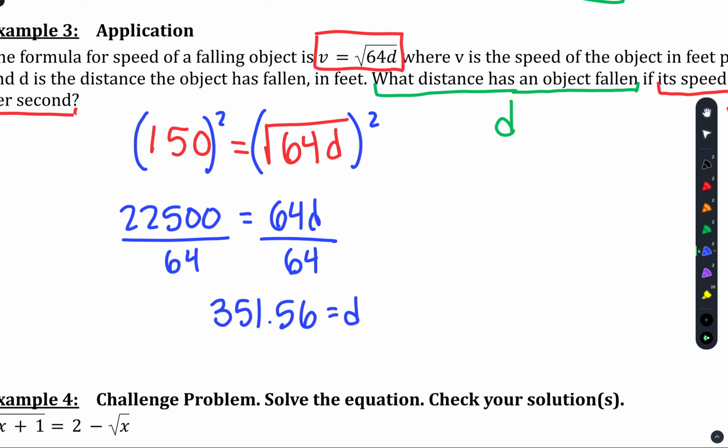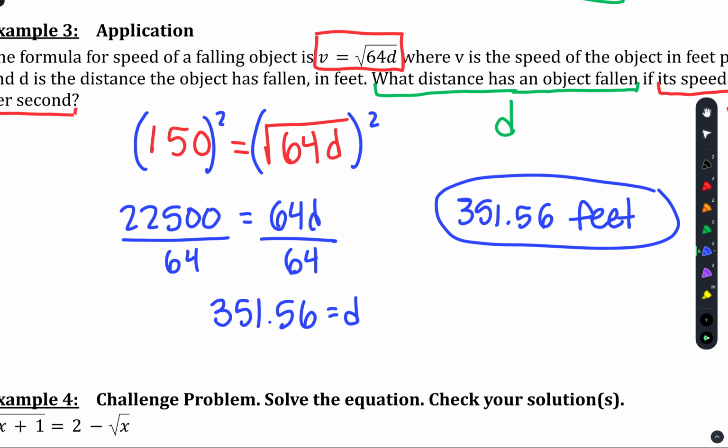I should be writing my answers in terms of what the problem is asking me. So it's asking me what distance has it fallen. That's 351.56 feet. Not too bad.